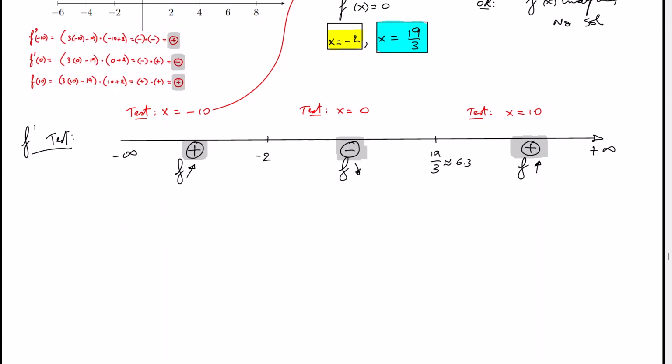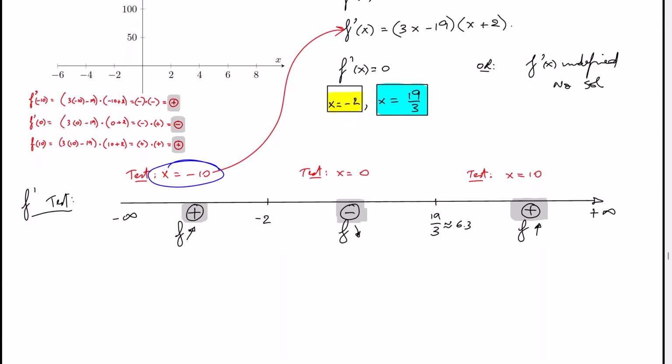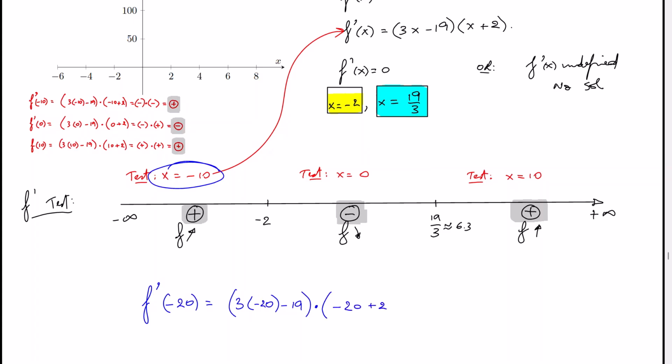But let's say you chose a different number. Let's say instead of choosing -10, you chose -20. Would it make any difference? So let's find out. f prime of -20. So I'm plugging -20 into the derivative, f prime. I will get 3 times -20 minus 19, and it's going to get multiplied by negative 20 plus 2. Will it make any difference?